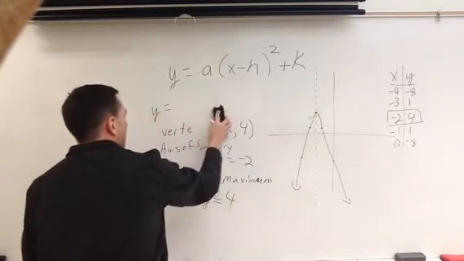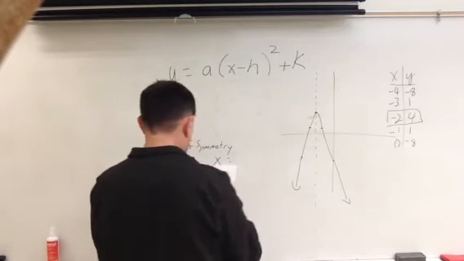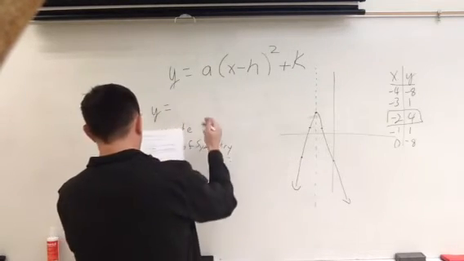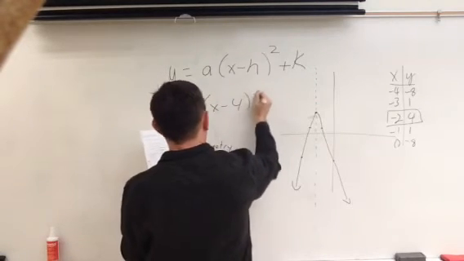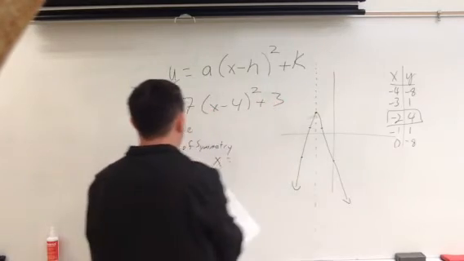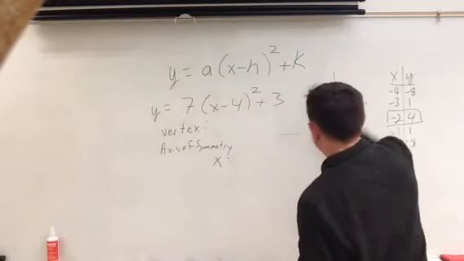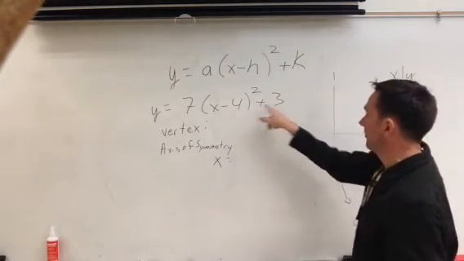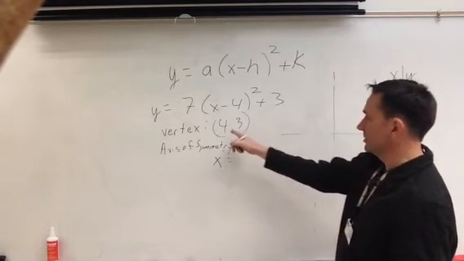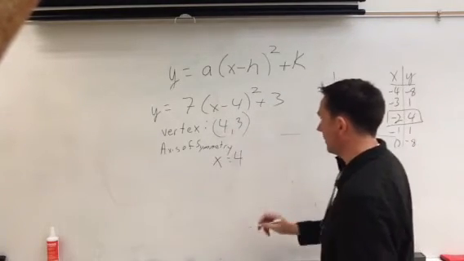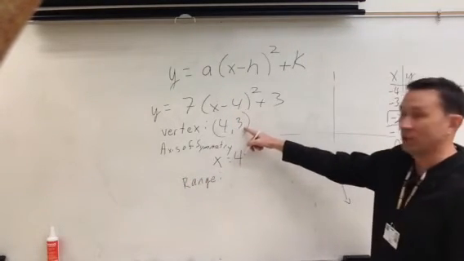Now the next problem, now we're going to skip down to letter C on the notes. We have 7 parentheses x minus 4 squared plus 3. Start with the vertex. That's where we're going to start everything. Vertex, +4, +3. Axis of symmetry follows our x value. X equals 4. The range, I'm using the y value of 3.